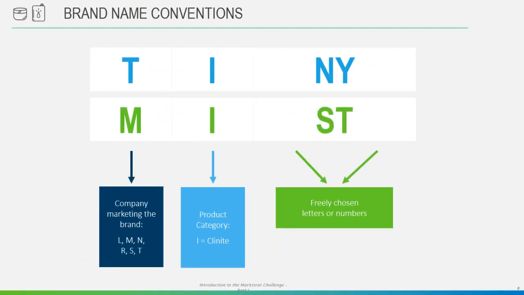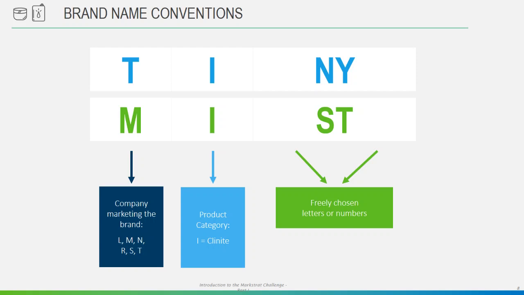So each team is a letter. There are up to six teams in the industry, and each one is given a letter. With that, you can tell what brands belong to what companies. If you're company L, for example, all your brands are going to start with an L. If you're team T, all your brands are going to start with a T.